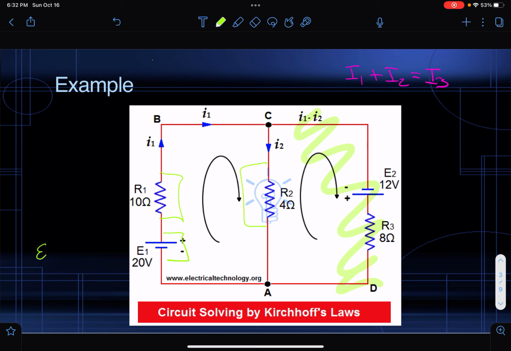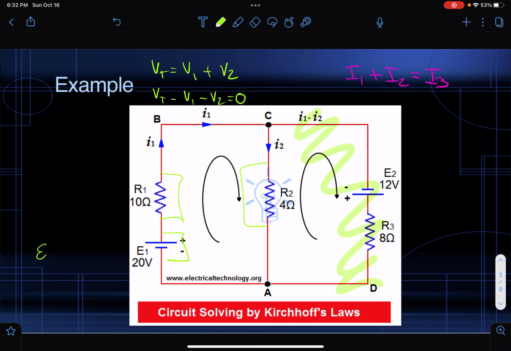Instead of writing it this way, we're going to write that V total minus V1 minus V2 is going to equal 0. That's how Kirchhoff's rules state that the sum around any loop should equal 0.